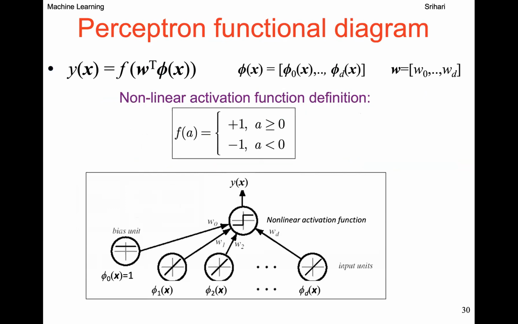So this perceptron functional diagram is written like this. And this shows it in the form of a kind of neural network. We have a bias unit, which is set to value one, phi naught of x equal to one. Phi one of x is shown as a 45 degree line, so it is simply the value that's being input. So a d-dimensional input, so the values coming in. The phis here are taken to be just the value itself, so it's nothing fancy here. And we have w naught to w d, and this output is a step function, minus one to plus one, a nonlinear activation function. That's what all these equations are saying here. So perceptron is defined like this.